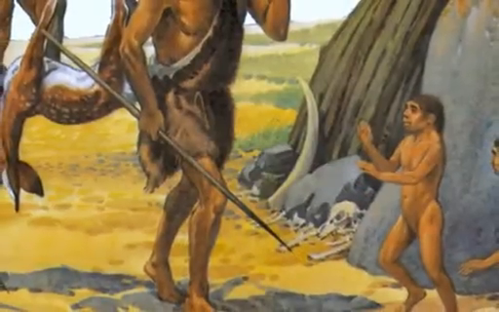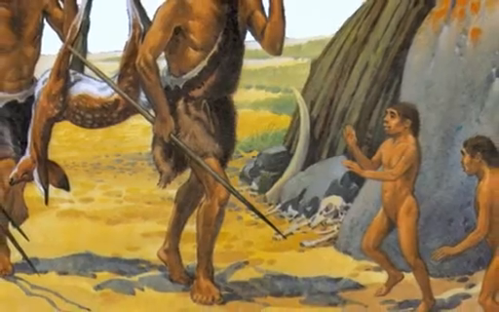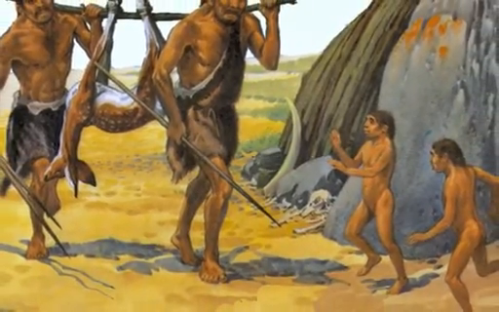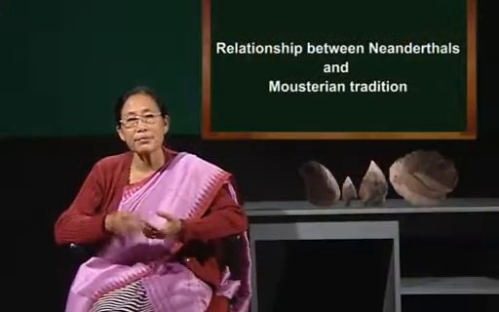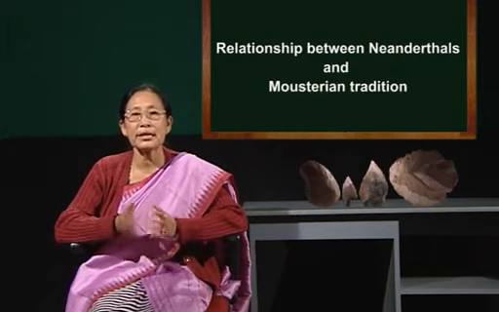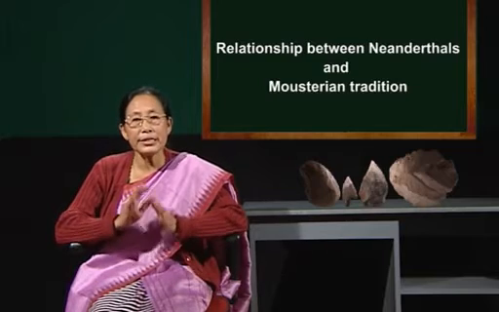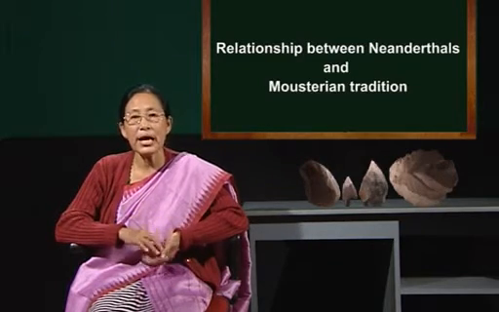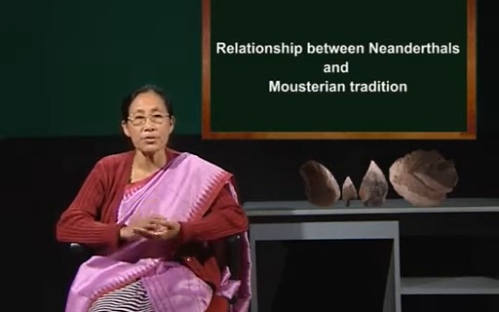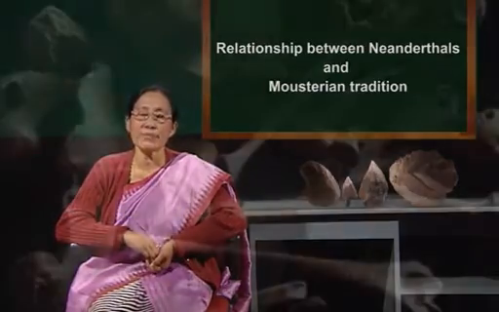Now let us come to the relationship between Neanderthals and Mousterian tradition. Traditionally, the Mousterian technological shift was thought to be very closely associated with the early forms of Homo sapiens, and especially with the emergence of Neanderthal men. The Mousterian date range roughly coincides with that of the skeletal evidence for the Neanderthals. However, the relationship between Mousterian technology and human evolution is now recognized to be significantly more complex.